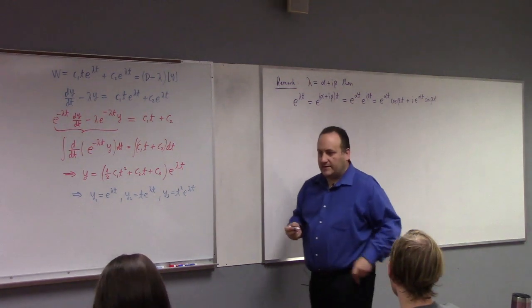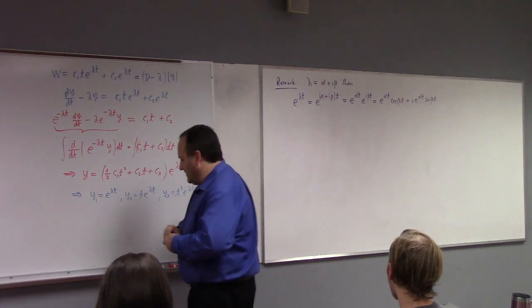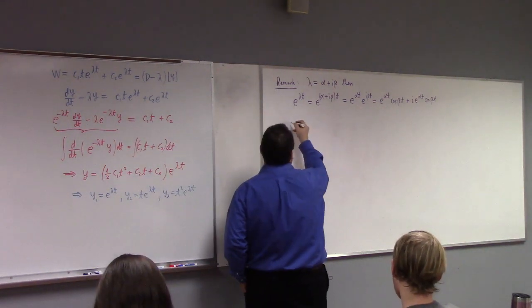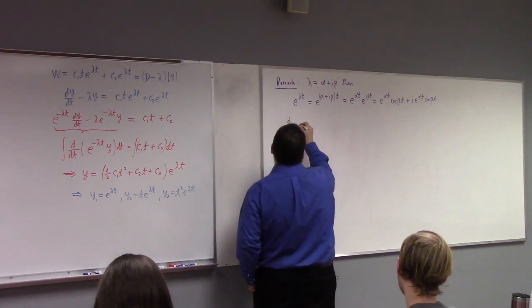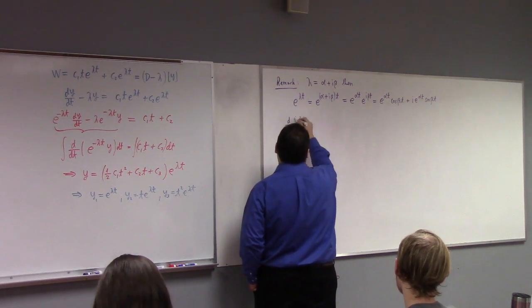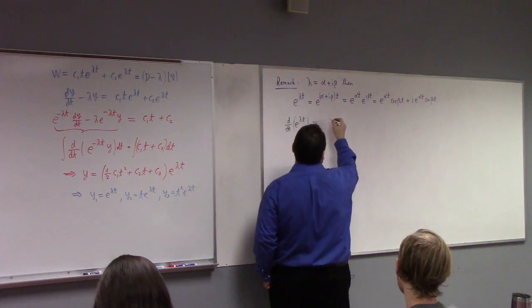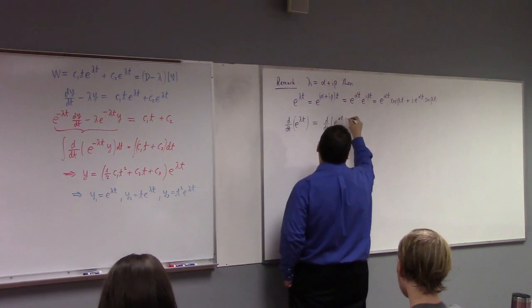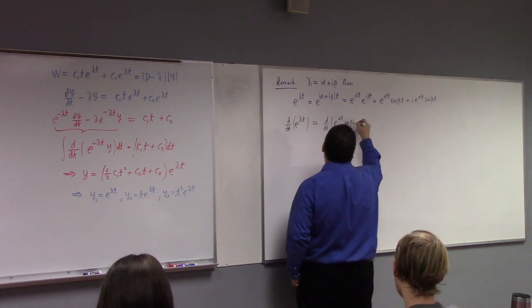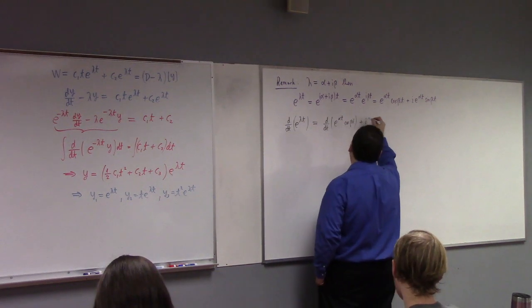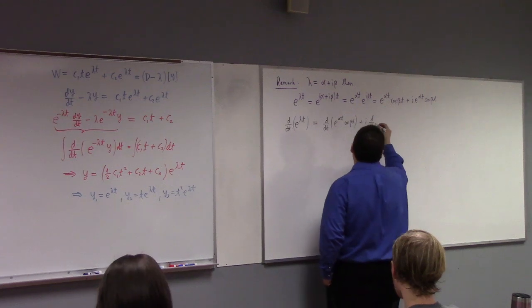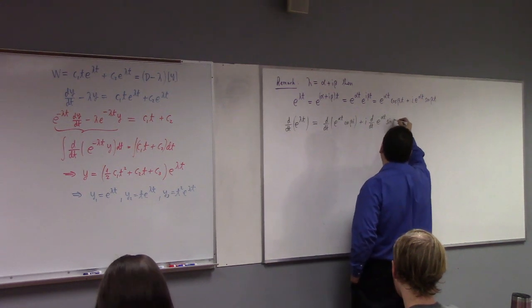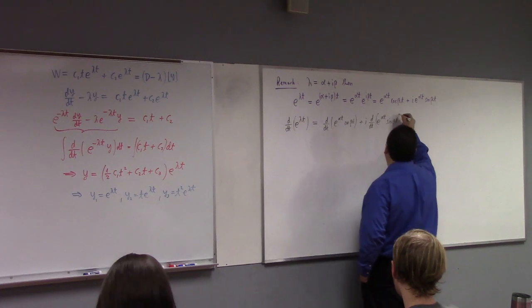How do you differentiate a complex valued function of a real variable? What does it mean to differentiate e to the lambda t in this context? What are we talking about? Well, we'd have to differentiate this guy, and then this one.